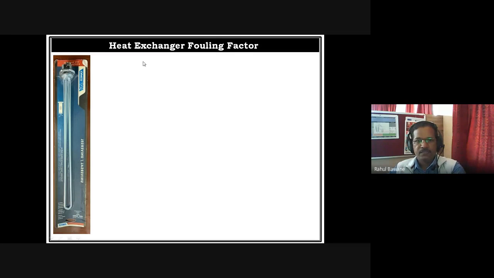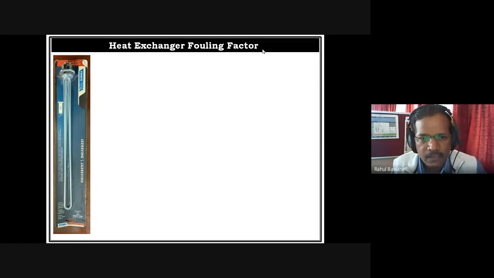Now the last portion of today's video, that is heat exchanger fouling. So what is a heat exchanger? It is simply an exchanging device. As the image shows, this is a heating coil, a water coil heater. Many students use it, mostly hostel students. To heat the water, we have that heating coil. We immerse it in a bucket filled with water, and then we start.